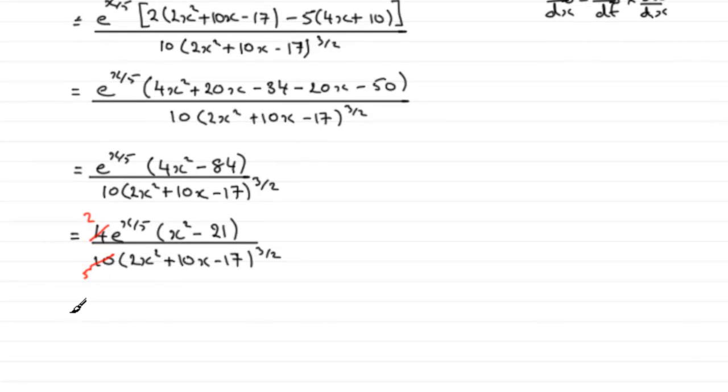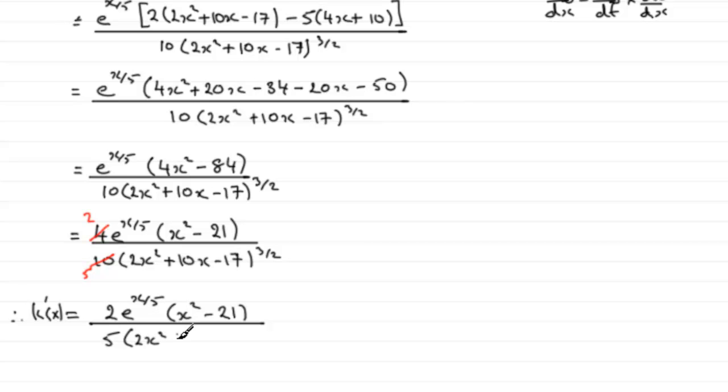If we just move this up a bit more, I can see that therefore, let's just put back k dash of x. K dash of x equals 2e to the power x over 5 multiplied by (x squared minus 21), all divided by 5 times (2x squared plus 10x minus 17) to the power 3 over 2. So that's essentially it.